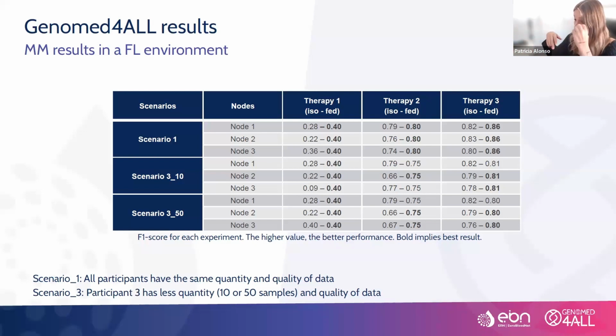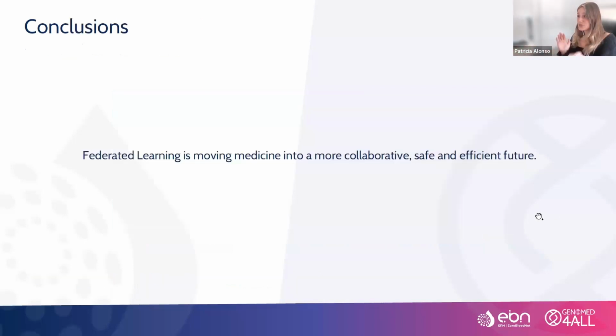For example, if we focus on scenario 3, where there are two hospitals that have a similar quantity of data, and the third one, again, has only 10 samples, the results obtained in an isolated way are lower for the third one. But once information is shared, the results improve a lot. So this is all I wanted to show you today.